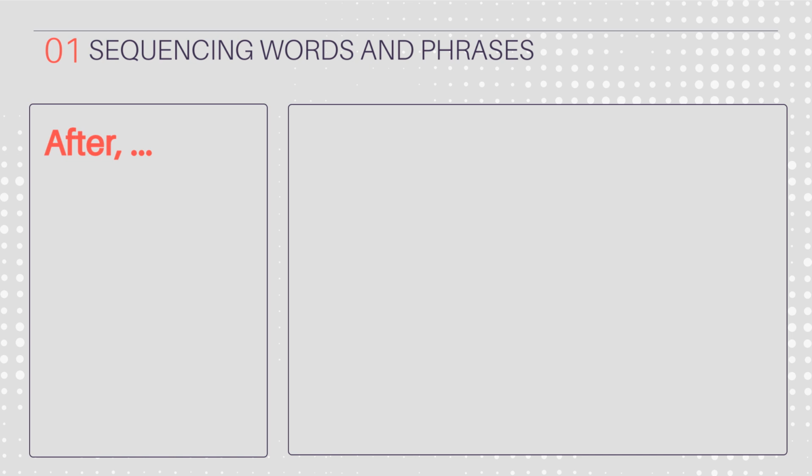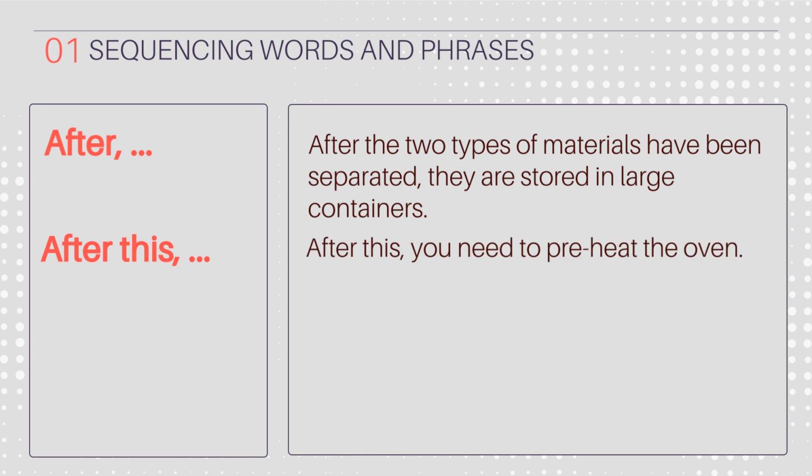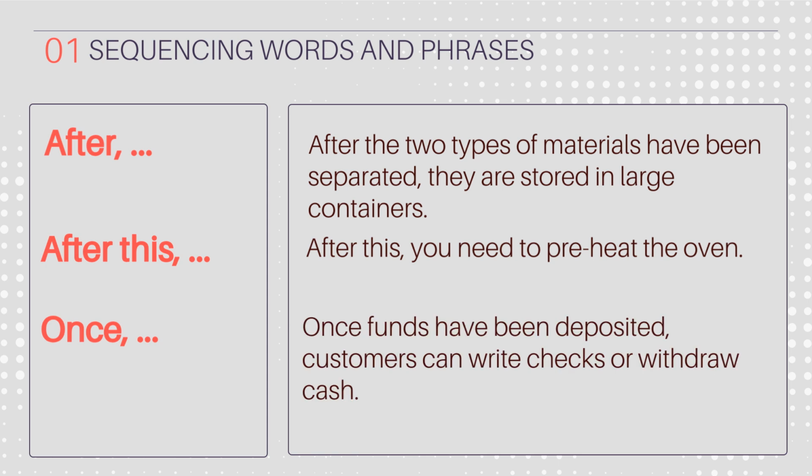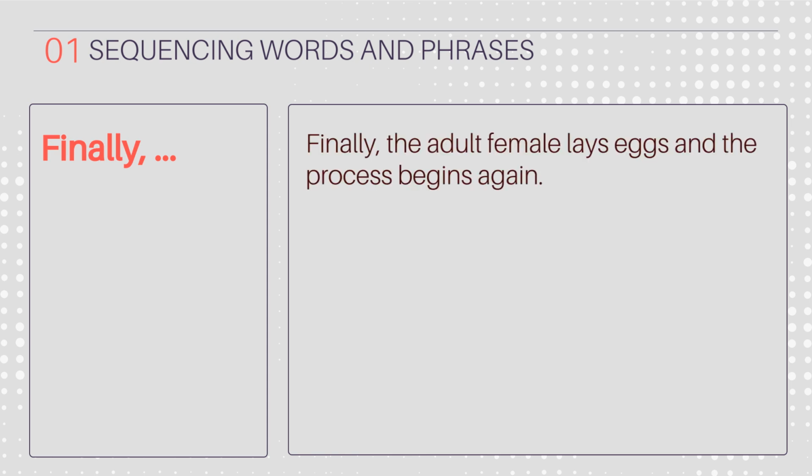After. An example. After the two types of materials have been separated, they are stored in large containers. After this. For instance, after this, you need to preheat the oven. Once. An example. Once funds have been deposited, customers can write checks or withdraw cash. Finally. For example, finally, the adult female lays eggs, and the process begins again.